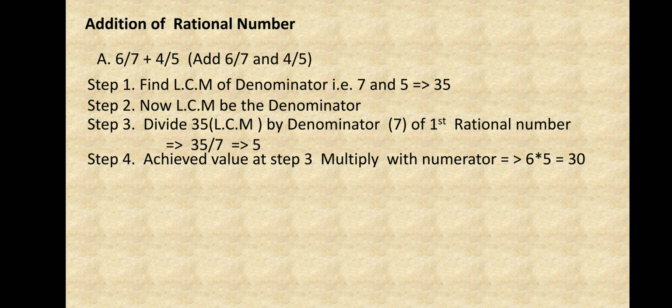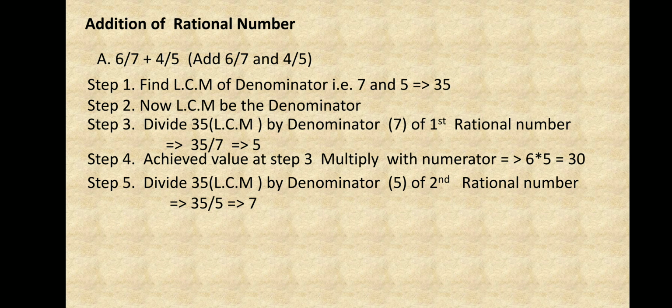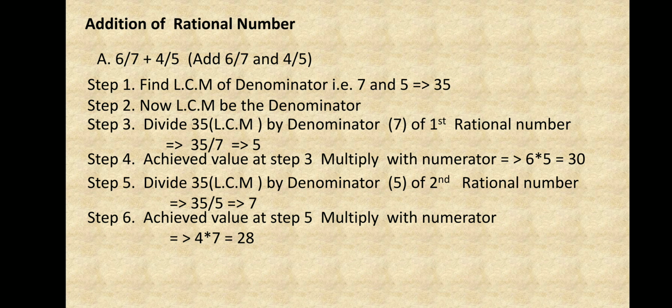So now at step 4, take the value achieved at step 3 and multiply with the numerator. So 6 into 5 is equal to 30. And at step 5, this 35 will be divided by the denominator 5, which is the second rational number. So 35 divided by 5 is 7, obviously. So at the sixth step, take the value achieved at step 5 and multiply with the numerator, and what do you get? You get 28. So 4 into 7, 28.